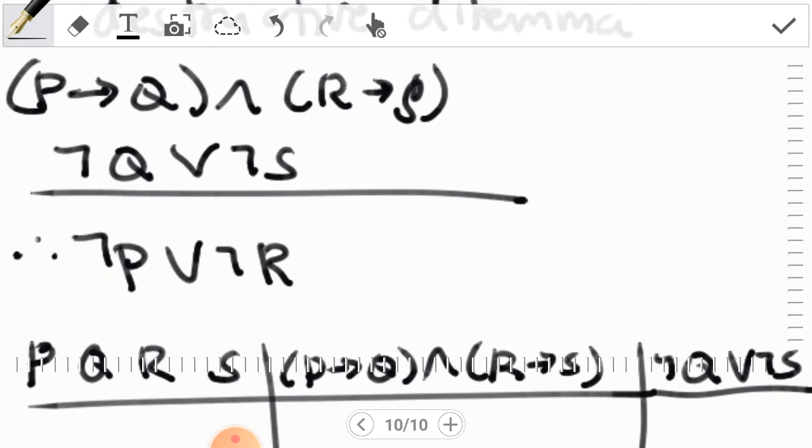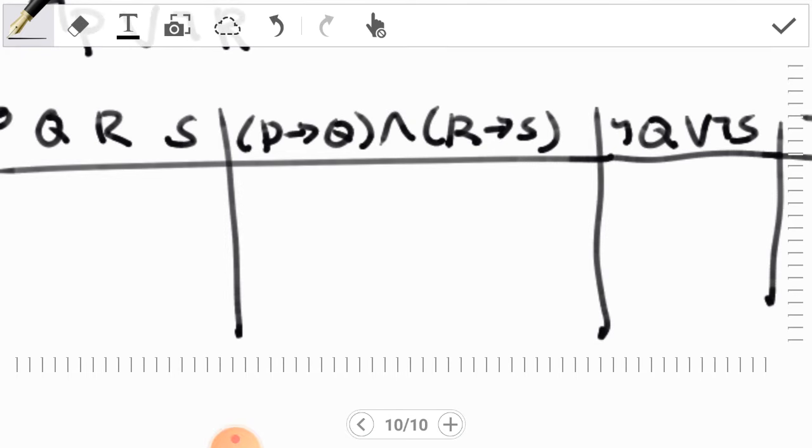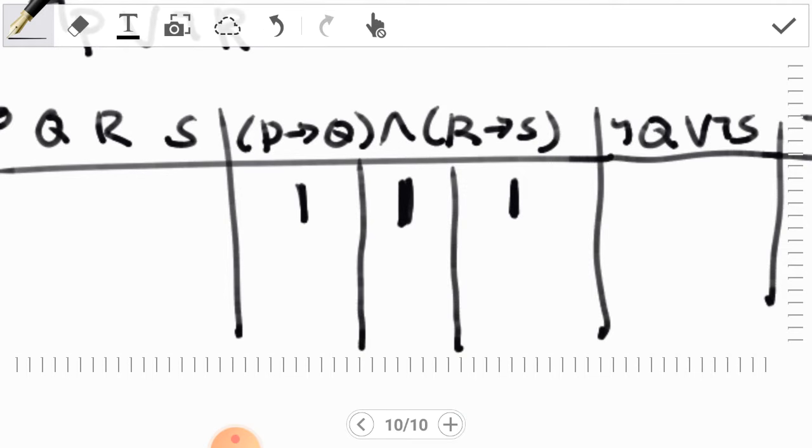Okay, where do we start? Again, for this entire proposition, P implies Q and R implies S, to be true, we want this to be true. Then P implies Q must be true, and R implies S must be true.